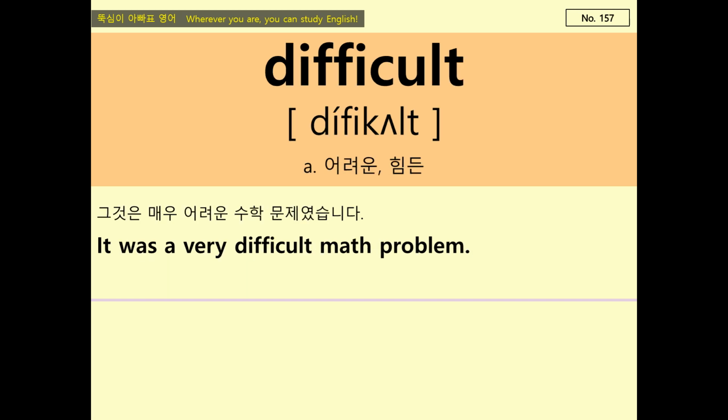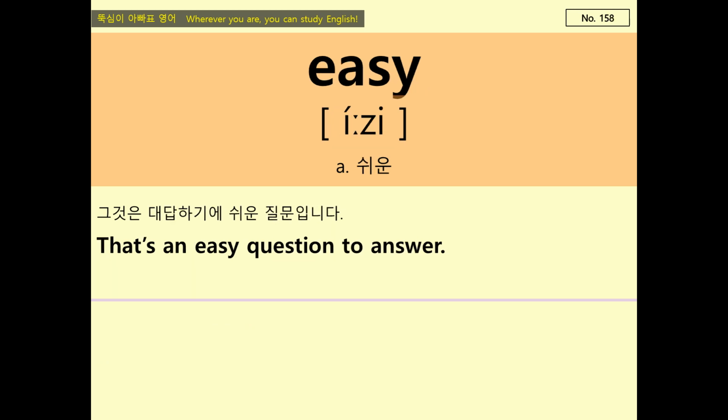Difficult. 어려운, 힘든. 그것은 매우 어려운 수학 문제였습니다. It was a very difficult math problem. Easy. 쉬운. 그것은 대답하기에 쉬운 질문입니다. That's an easy question to answer.